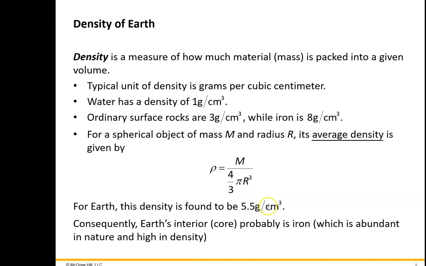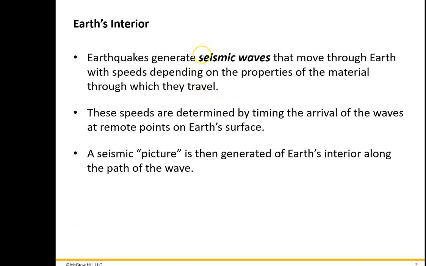This is the average value, and it tells us that there is a good amount of iron and nickel. I know it just says iron here, but it really is iron and nickel that make up the core of the Earth.